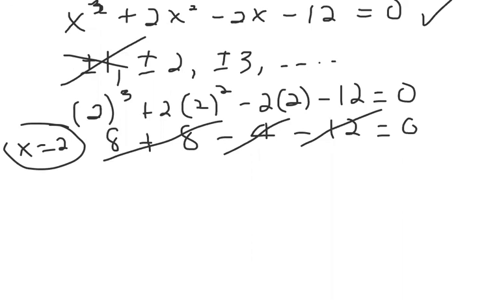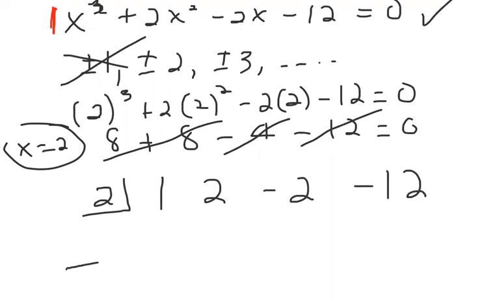So now what do we have to do? Divide it synthetically. So we're going to go into synthetic division again. Now we're going to do it with the 3rd degree polynomial. The coefficient of x to the 3rd power, guys, is 1. Coefficient of x squared is 2. Coefficient of x is -2. And then finally, we've got -12.